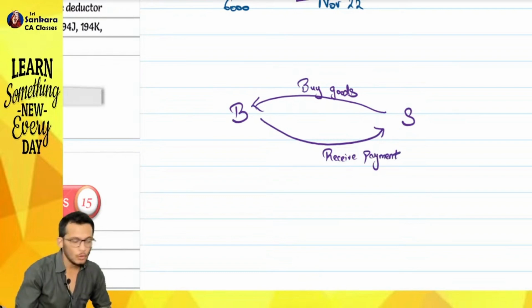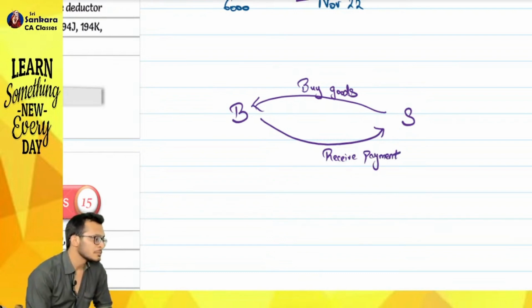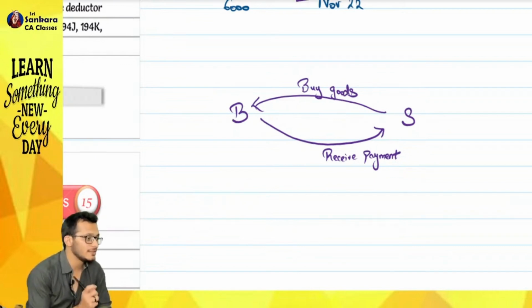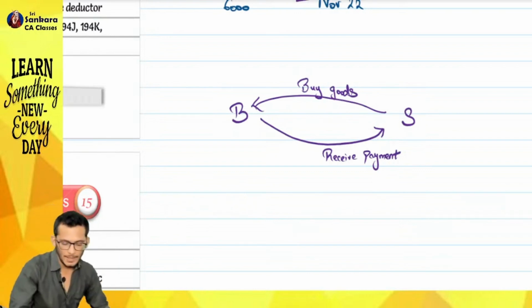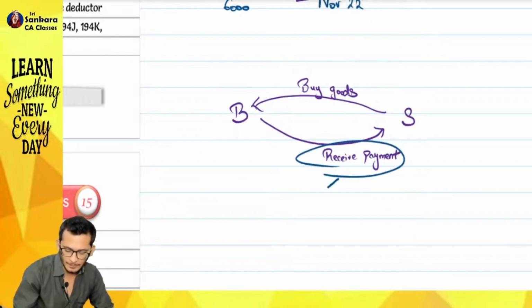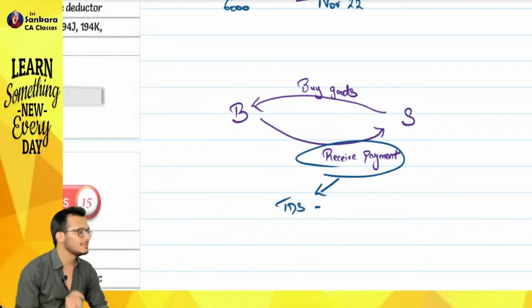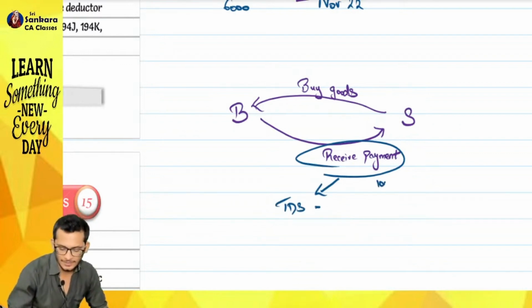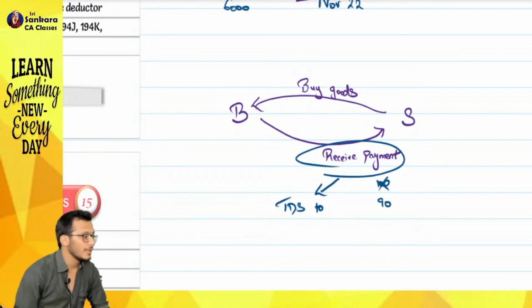In this case, who will deduct TDS? Buyer will deduct TDS before making the payment, correct? So buyer on this payment will deduct TDS and make the payment. Let's say for example the payment is 100 rupees. Buyer will deduct 10 rupees, make a payment of 90 rupees. Any doubts? No?